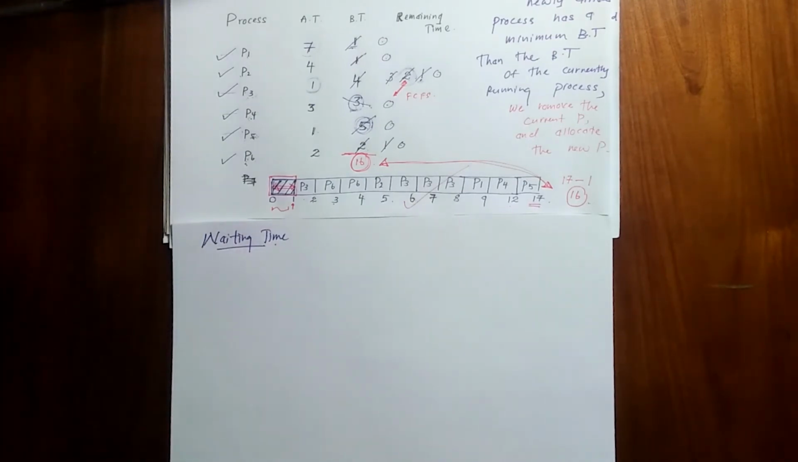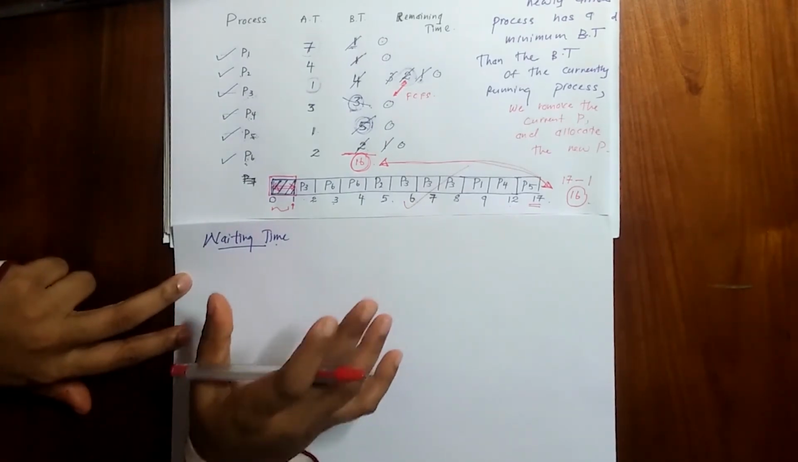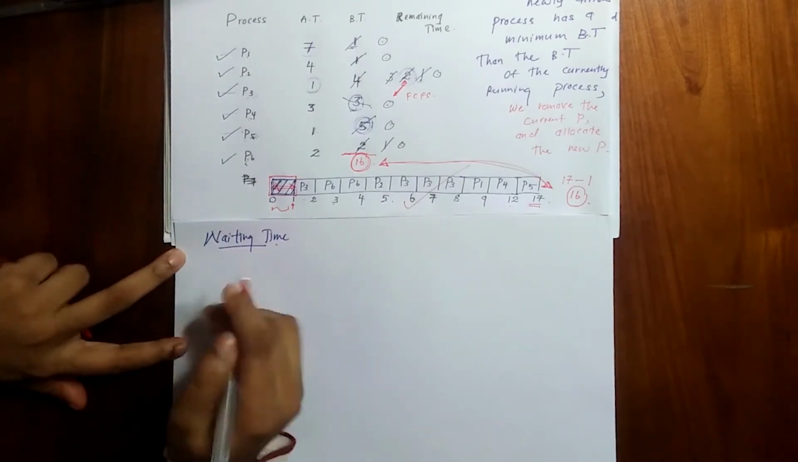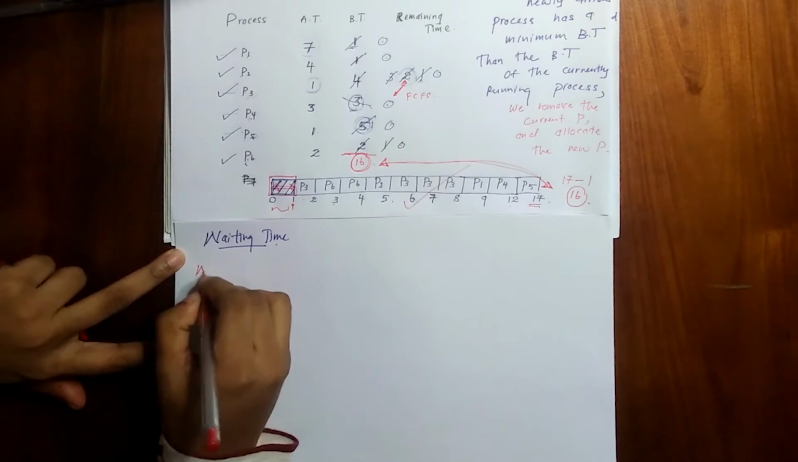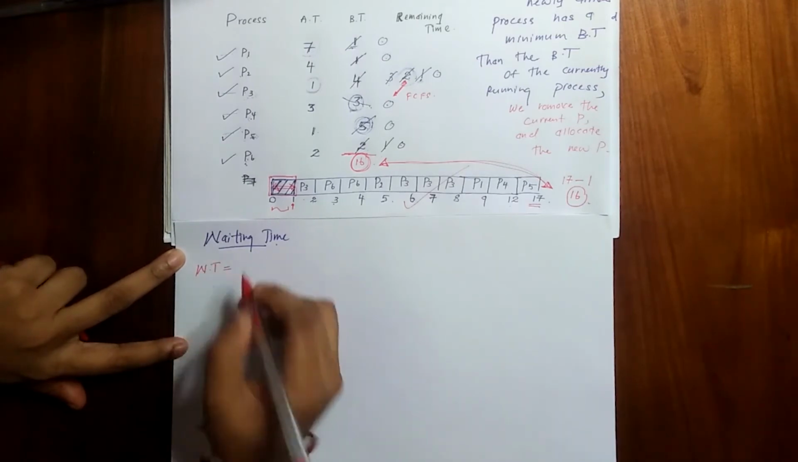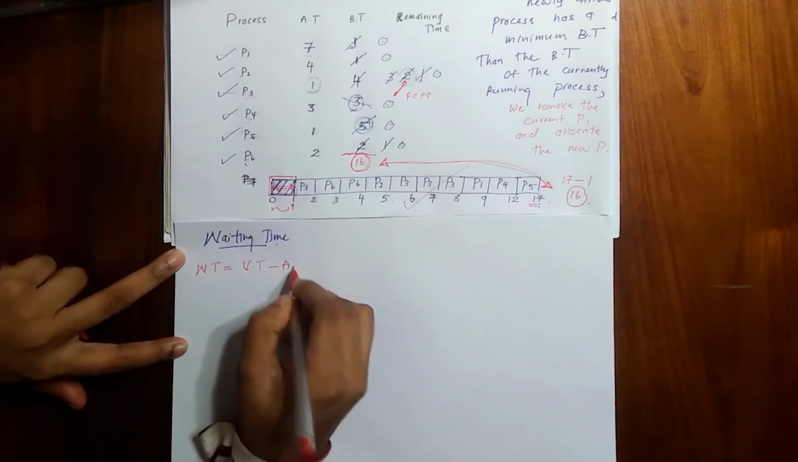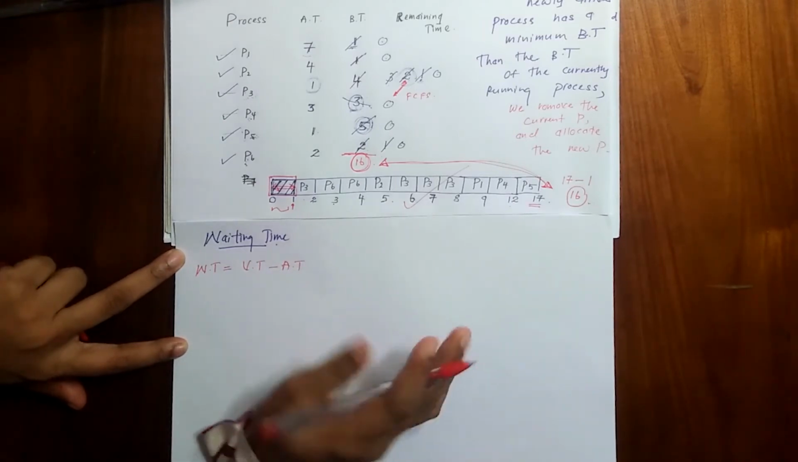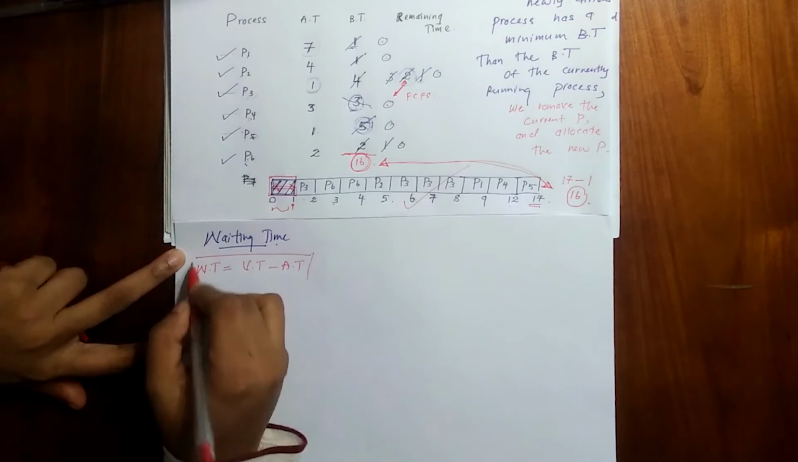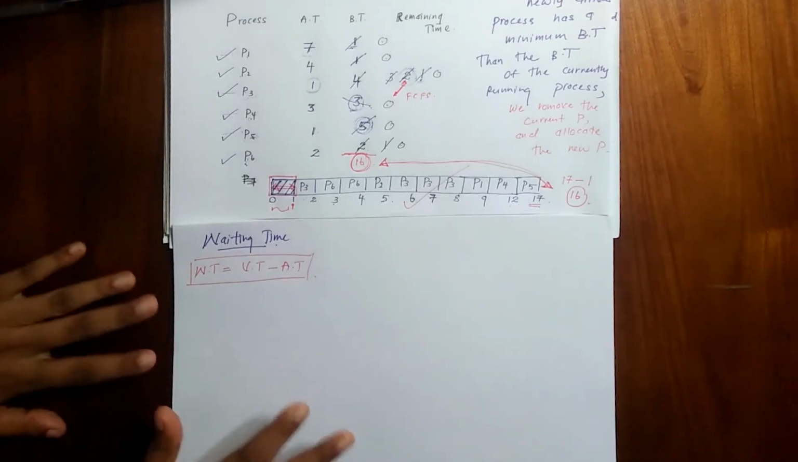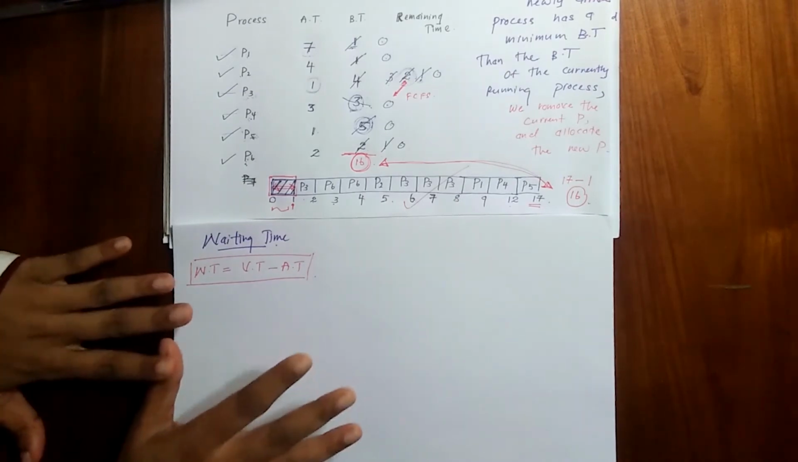And now you are very much familiar with the equation. So I'm going to write it in a short form. Waiting time equals visiting time minus arrival time, right? And we are going to apply this same equation but in a bit different way.